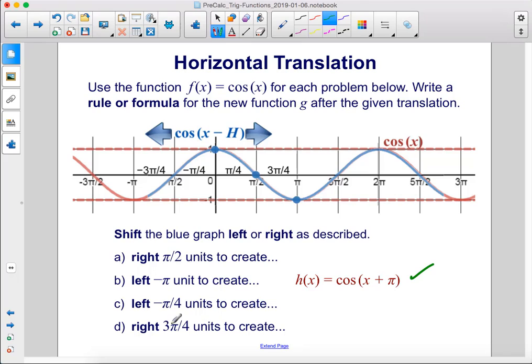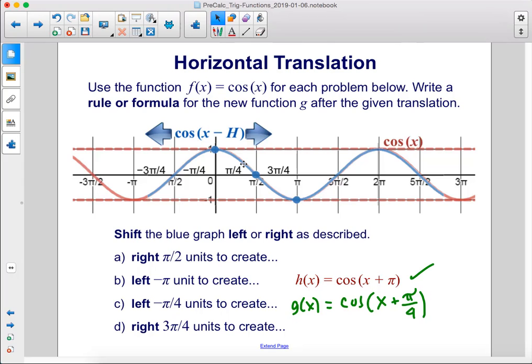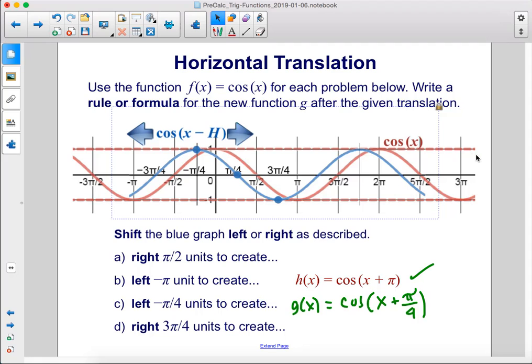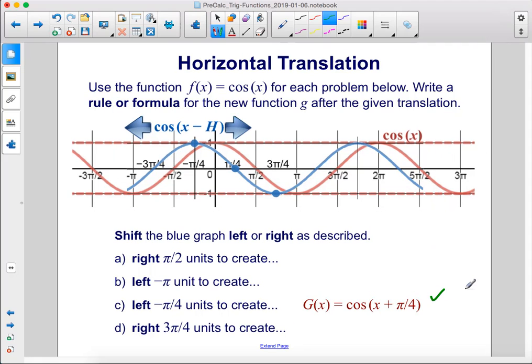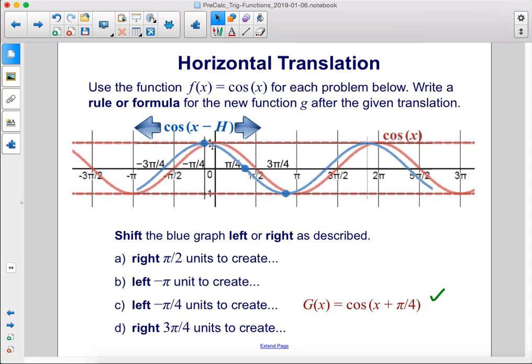All right, now we're going to move it left pi over 4. So this is going to be the function equals cosine of x minus negative pi over 4. So that becomes plus pi over 4. And so pi over 4 is half of 1 unit. So we move right there. Okay, there we go. Now we just move it back to the starting position.